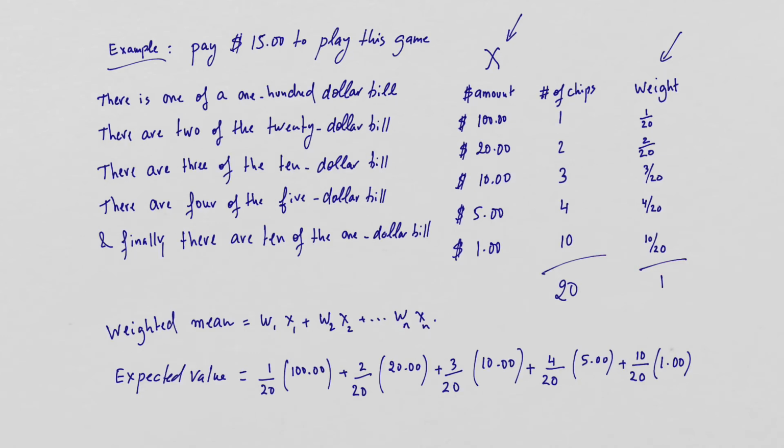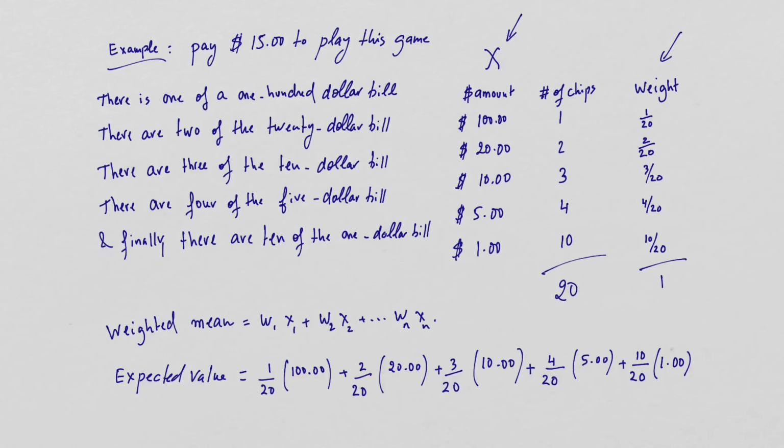So, now that we know the X values and the weights, we can find the expected value. What do we expect to win or lose? W1x1 plus W2x2 all the way to W5x5. I wrote WnXn, and in our case, n is 5. The last one is W5x5. So, the first weight times the dollar amount, plus the second weight times the X value again, and so on and so forth, all the way to the last weight times the dollar amount.